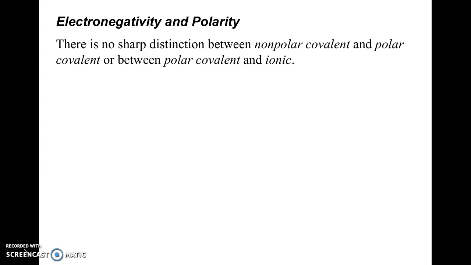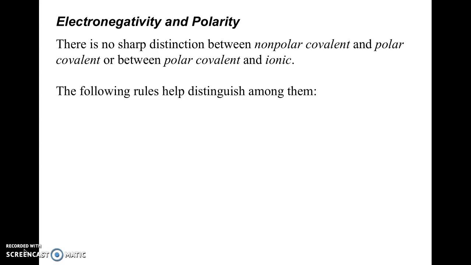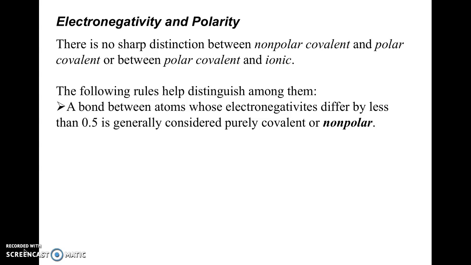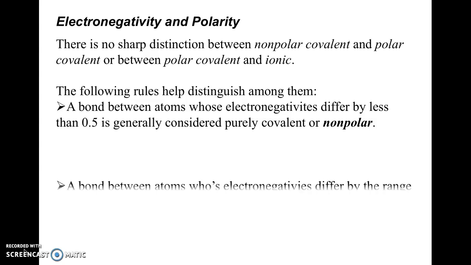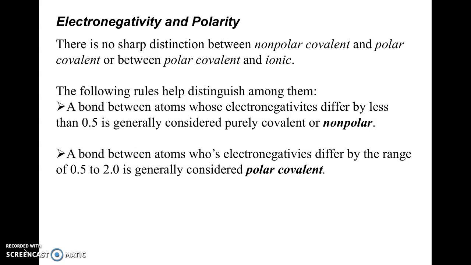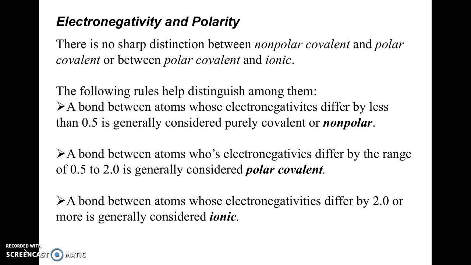All right, so here's the issue. There is no sharp distinction between a nonpolar covalent bond and a polar covalent bond, or between polar covalent and ionic. So we had to come up with a set of guidelines to make this judgment. And here are the rules that were developed. If you have two atoms whose electronegativities differ by less than a half, it is considered a covalent or nonpolar compound. So their electronegativities are quite similar. A bond where the atoms' electronegativities differ in the range of 0.5 to 2 is considered a polar covalent compound. And if the electronegativities differ by more than 2, this is an ionic compound because the highly electronegative atom is actually pulling the electron off of the other.